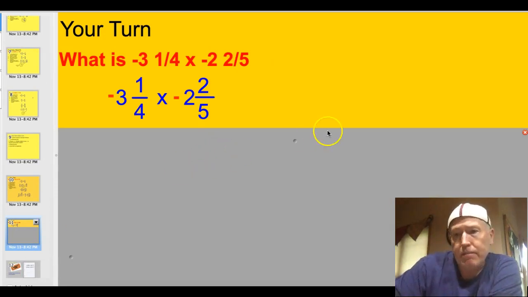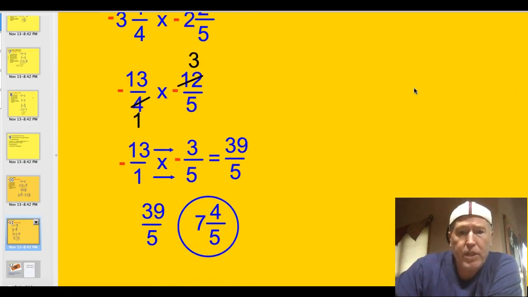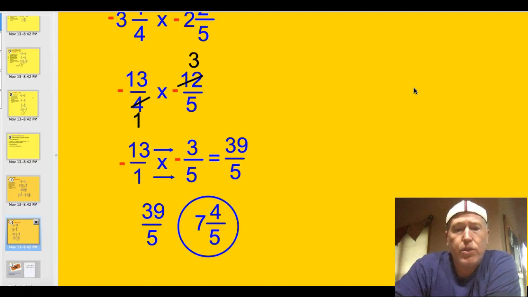All right, let's see how you did. I cross reduce on this one. I got it down to 7 4/5. I'll let you take a look at my work for a minute.